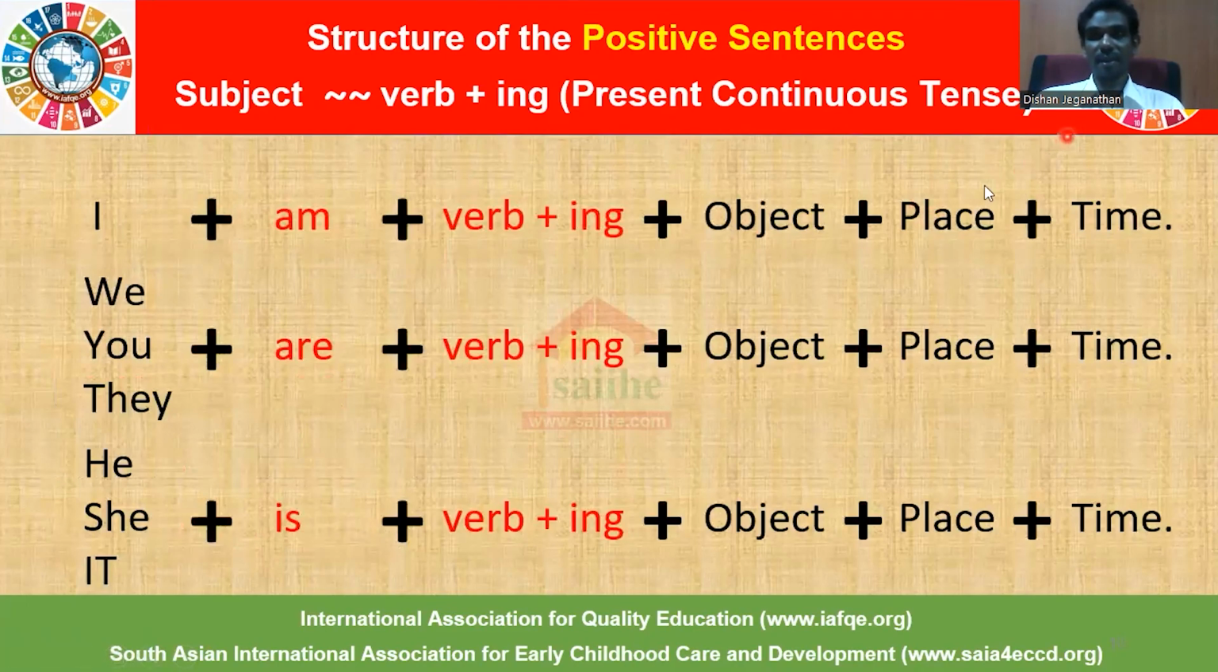Let's look at the expanded form. I plus am, verb plus ing, followed by the object and place or time. For you, we, they, it's plus are plus verb plus ing, object plus place and time. For he, she, it, it's plus is plus verb plus ing plus object with place and time.